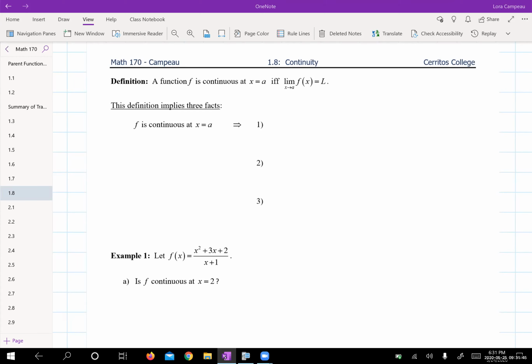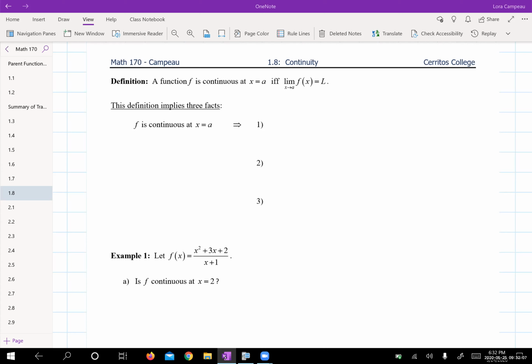So section 1.8, last section of the chapter on continuity. We're going to go into this a little more in depth than our informal definition from one of the previous sections. We're going to look at the definition of what it means to be continuous at a particular x value.